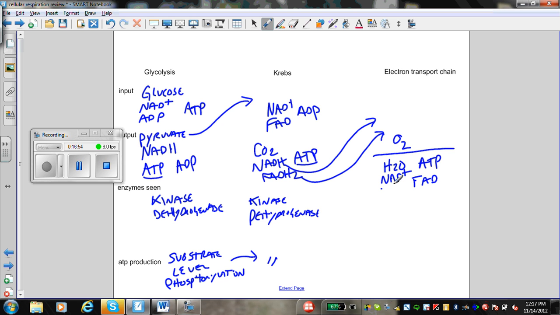Enzyme seen, it is a dehydrogenase, although we did not focus on it much. The key one that you need to know, enzyme seen here in the electron transport chain, is ATP synthase, at least for our purposes. If you go onward, you'll realize that all the proteins that are found in the cristae actually have names, and they're pretty much enzymes as well. ATP production, we call this oxidative phosphorylation.